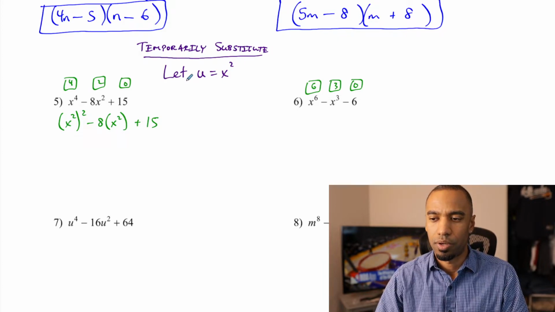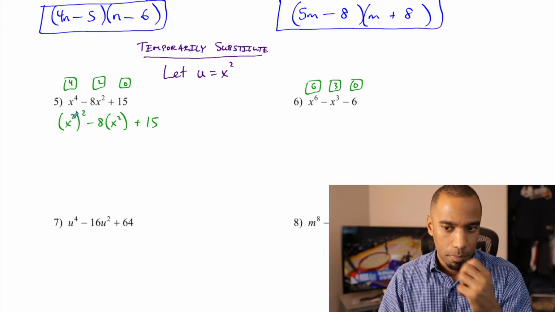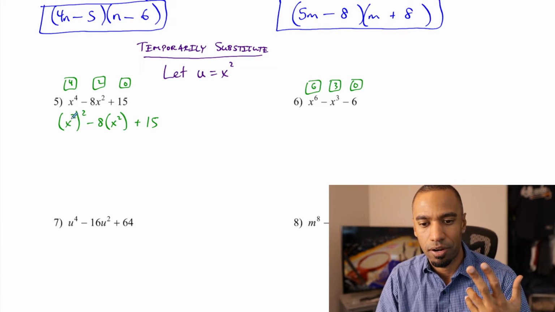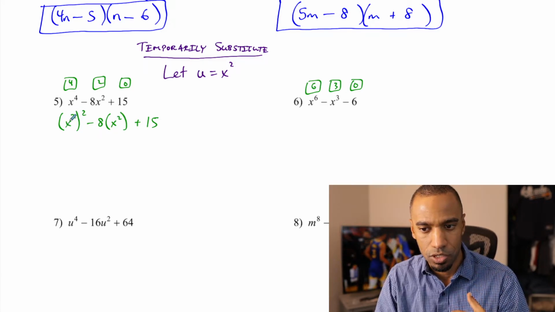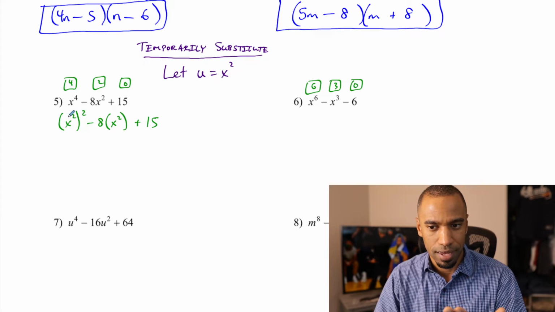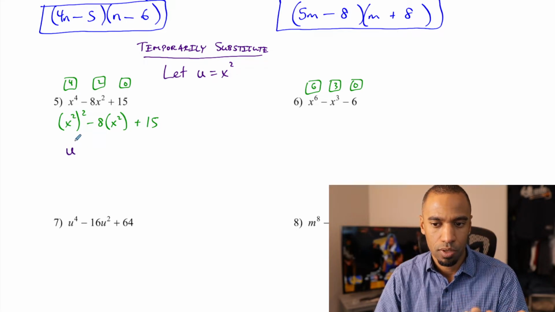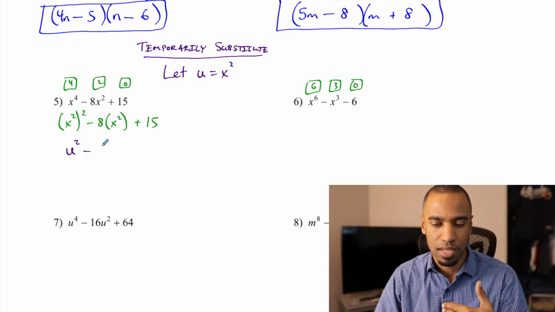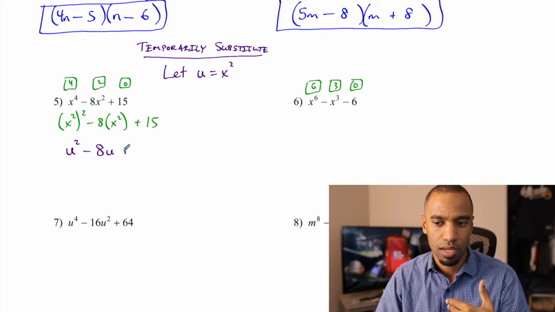Temporarily substitute. Let's let U equal x squared. Why am I doing x squared? Because x squared is the thing that is apparently being squared. Right? X squared, x squared. So if U takes x squared's place, instead of x squared, I'm going to write a U. We'll get U squared. Instead of minus 8 times x squared, it's minus 8U, and then plus 15.